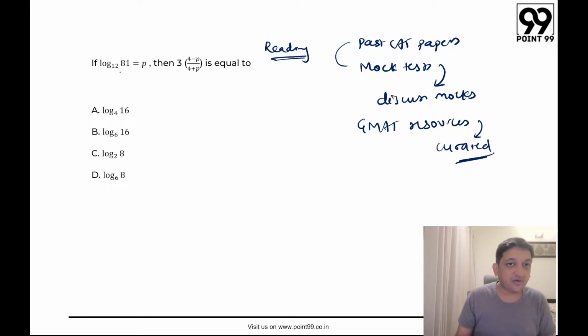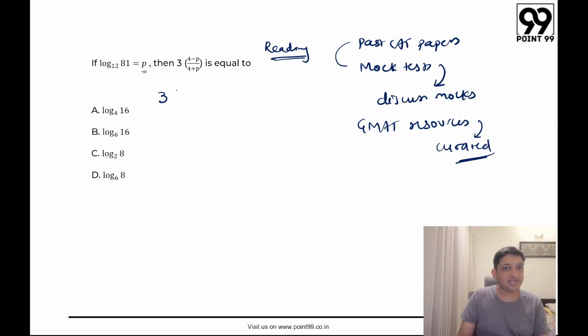Okay. Now in terms of this question, let's come back to this question and try to solve this. Log of 81 to the base 12 is P. We need to figure out what is 3 into (4 minus P) upon (4 plus P). And again, all the options are in log form: log to the base 4, to the base 6, to the base 2, to the base 6. So of course it means that I will need to put something here and then I will be able to get something. So let's try to plug in P directly there and see what happens.